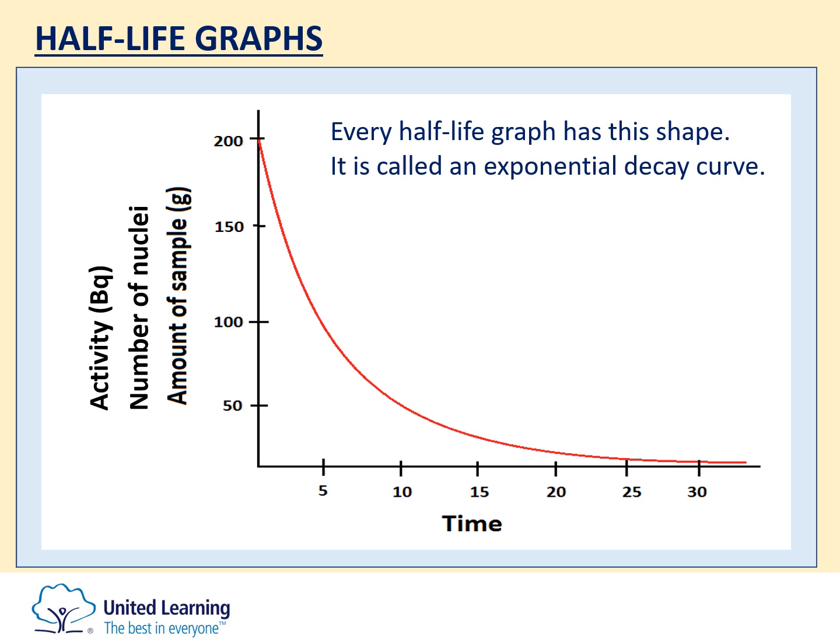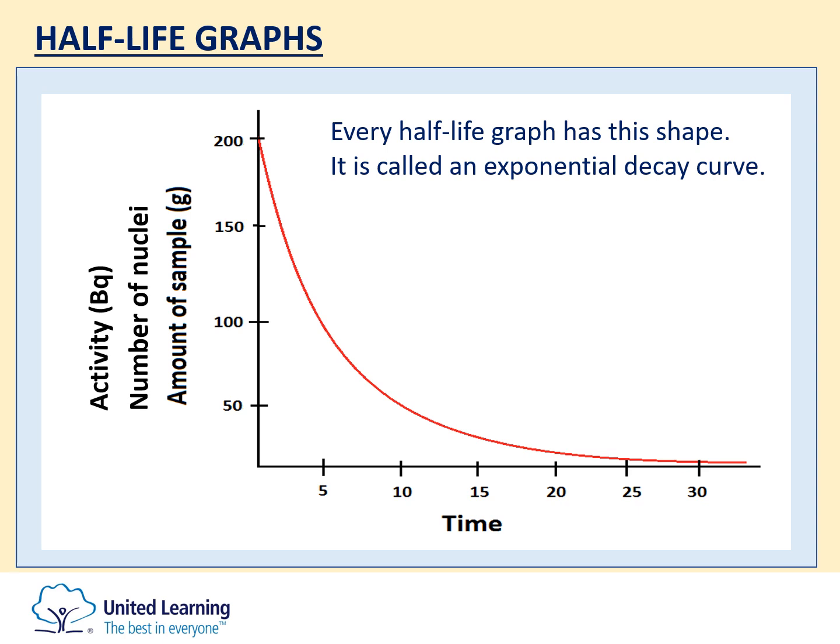The vertical axis could be any one of these quantities. It could be activity, it could be the number of nuclei, it could be the amount of a sample or the mass of a sample, it may even be percentage. Doesn't make any difference in terms of the half-life calculation because the answer will always come out to be the same. So the information you need in order to calculate the half-life from this graph, the first thing you need to know is what is the value at time equals 0.